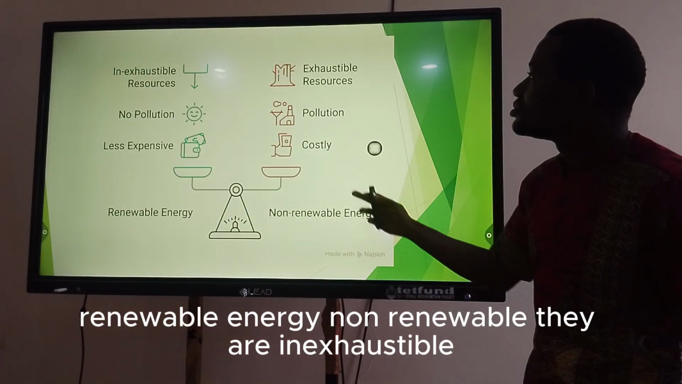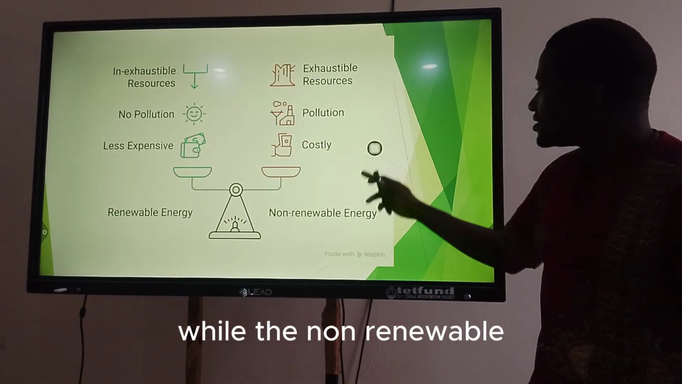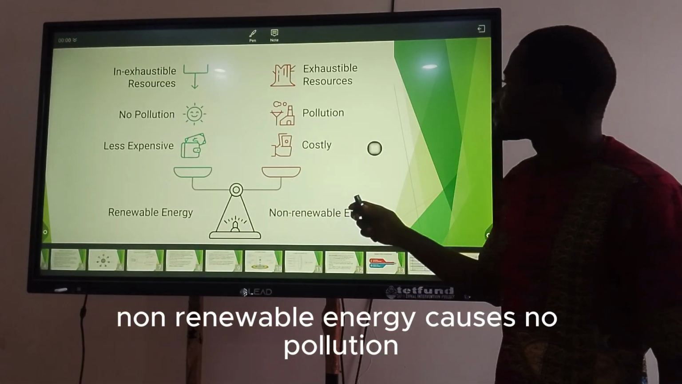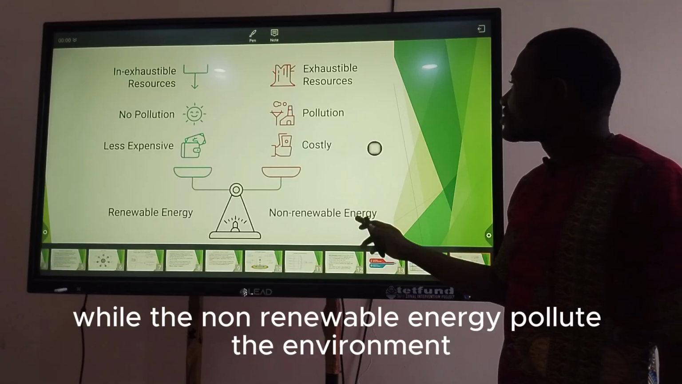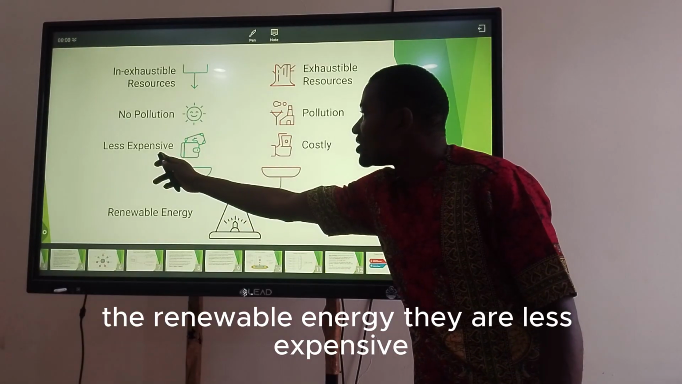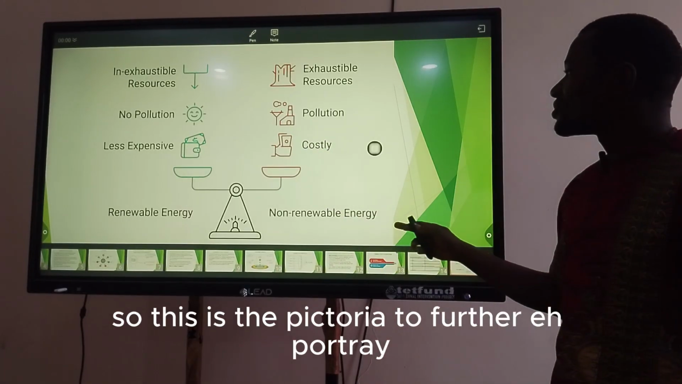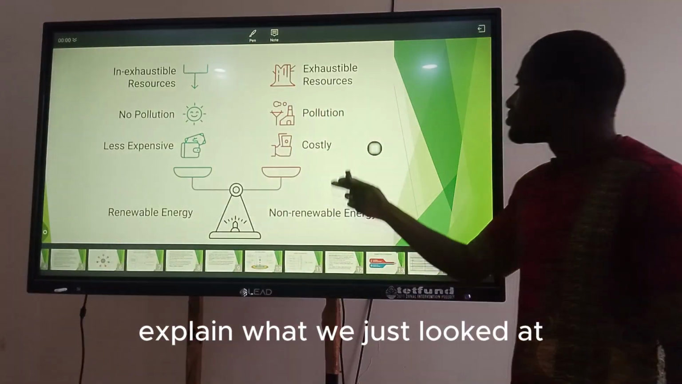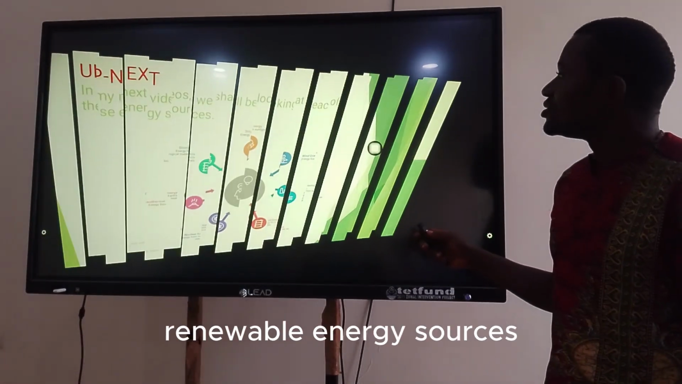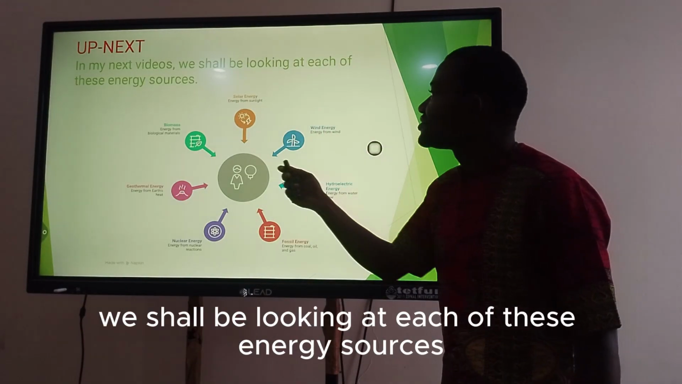This is what we just explained in a pictorial form. The renewable energy sources are inexhaustible, while the non-renewable can be exhausted with time. Renewable energy causes no pollution, while non-renewable energy pollutes the environment and is not environmentally friendly. Renewable energy is less expensive, while non-renewable is costly. So this is the pictorial to further explain what we just looked at in the difference between renewable and non-renewable energy sources.